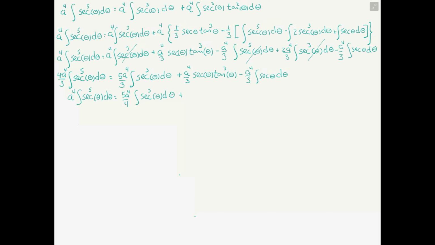And essentially we have this problem solved now because we know what the solution for the secant cubed is, and we also know what the integral of the secant theta is. So we're just doing, like I said, a little cleanup work.